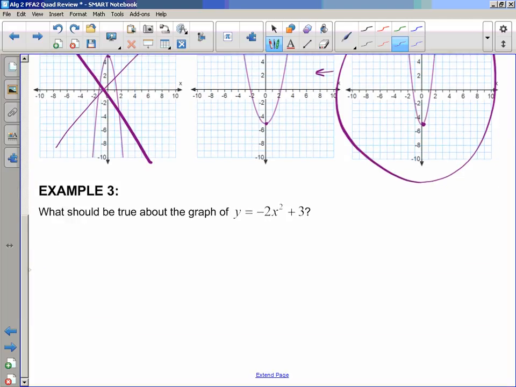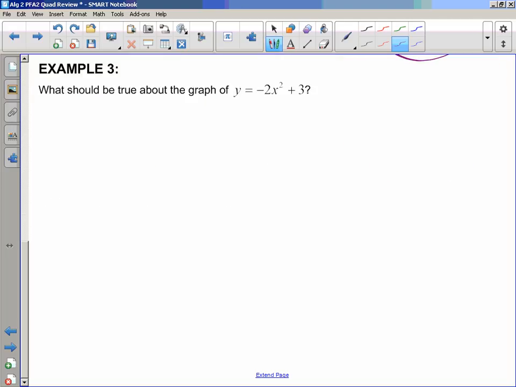Then this last one. What should be true about the graph of -2x squared plus 3? Doesn't matter where we start. Let's say I start with the -2 part. What does the negative tell me should be true? Well, we don't have to be too specific. All we could say is that it opens downward. So I've got something like that.